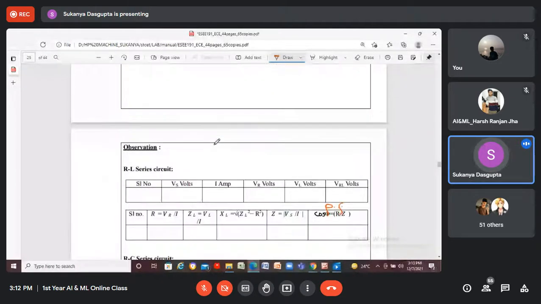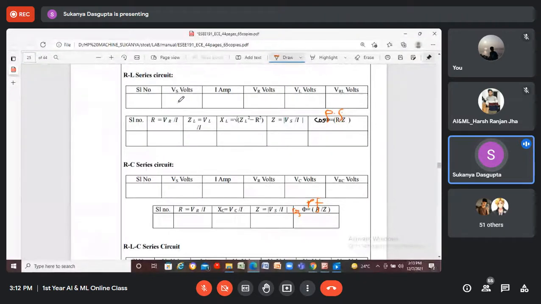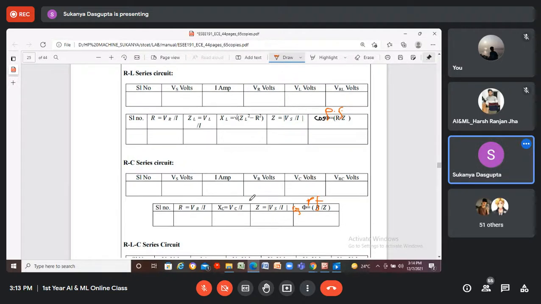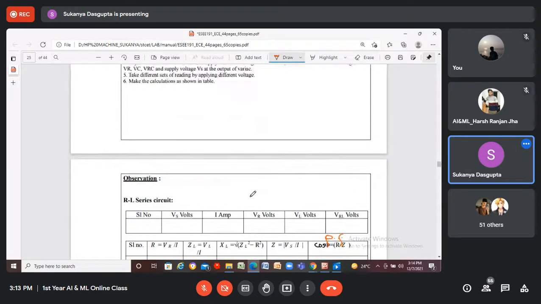So in this table, for the RL series circuit, for example, you will write VS, I, VR, VL, VRL, whatever I have shown you earlier from the snapshot. Then with this VR and I, you will calculate R. With this VL and I, you will calculate ZL, and so on. Finally, with R and Z, where Z is the equivalent impedance, which is VS by I, you will calculate the power factor, cos theta, which equals R by Z. Is it okay with everyone?